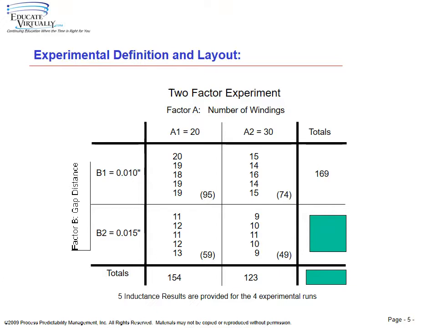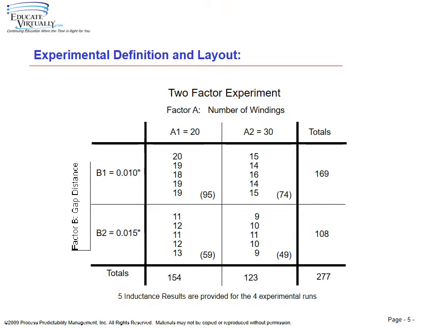The last one we have is transformers that were built with a 15 thousandths gap, and that total turns out to be 108. Now the overall grand total of all of the inductance values, which we will need in our analysis, is a total of 277. One of the things that we do when we build our sum of squares to do our analysis of variance, we need these totals.